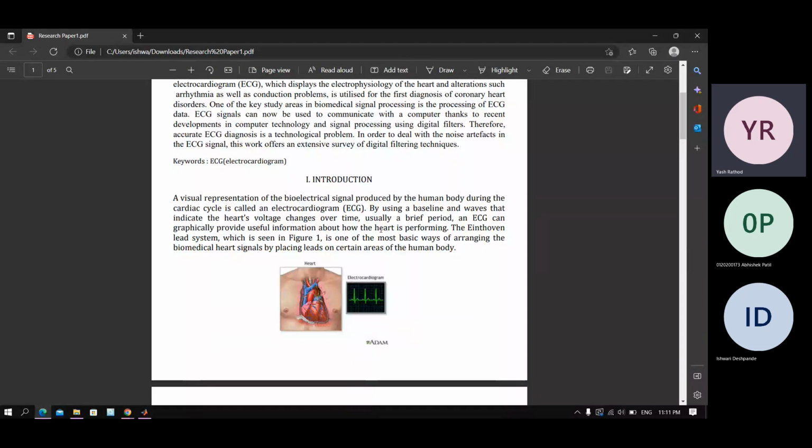The intravenous lead system, which we can see in the following figure, shows one of the most basic ways of arranging the biomedical heart signal by placing leads on certain areas of the human body. As we can see in the figure, on the left side is our heart and on the right side is the electrocardiogram. In the electrocardiogram, the waves that we obtain from our heart are clearly visible in that image. Thank you, and the next part will be explained by Ishwari.